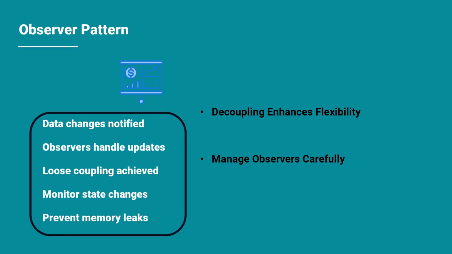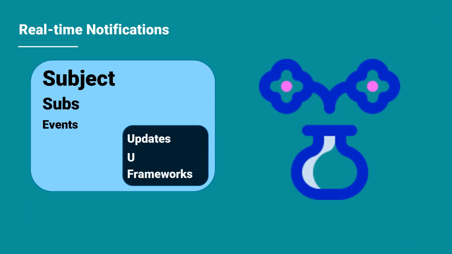When implementing the observer pattern, you'll find that it allows for a more modular and maintainable codebase. However, one must be cautious about memory leaks. It's important to ensure observers are properly removed when they are no longer needed, as failure to do so could lead to unintended consequences.